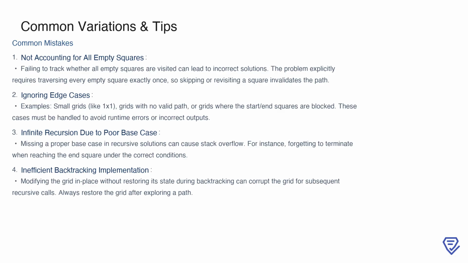Finally, inefficient backtracking implementation is another issue. Modifying the grid in place without restoring its state can corrupt the grid for subsequent recursive calls. Always ensure the grid is restored after exploring a path to maintain its integrity for other recursive branches.